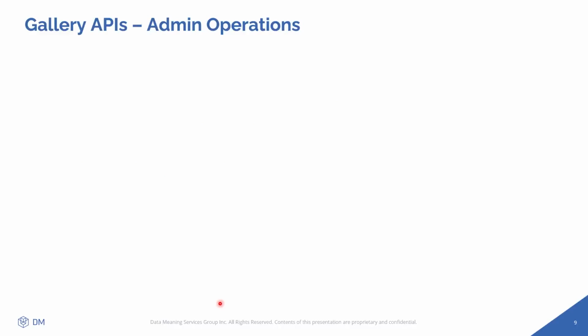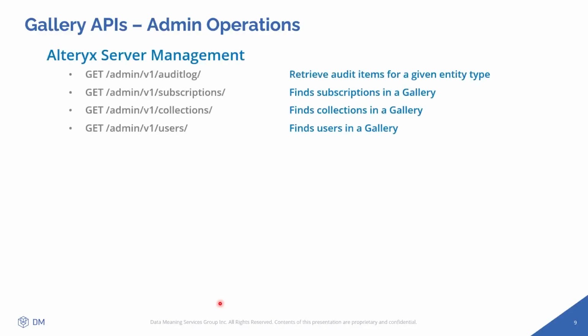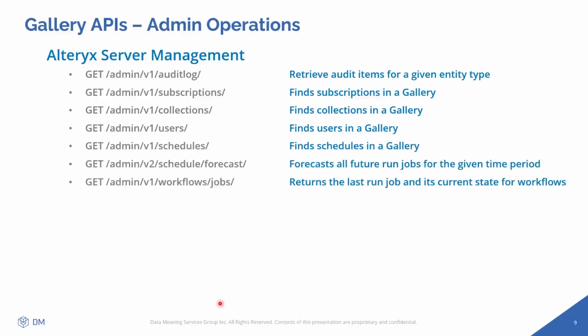And when we talk about admin operations, we have the management. You have login information that you will be able to download. Of course, this is only for admins. You'll be able to find all the subscriptions, all the collections, all the users, and any updates in any of these groups. Everything related to schedules, everything related to the forecast of schedules, and you'll be able to check all the jobs in the last run or the current state for those workflows.